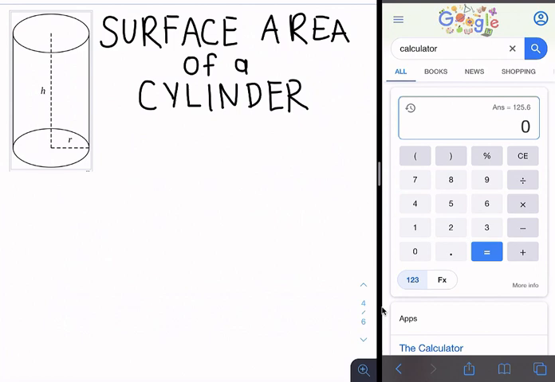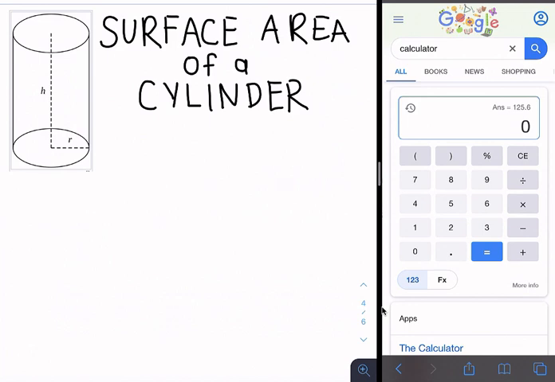We're going to do some practice with finding surface area of a cylinder. Now, surface area, what that means is if you were holding, picture holding a can of soup, right? The surface area is the whole outside of that can. So we need the top, we need the bottom, and we need all around the side.